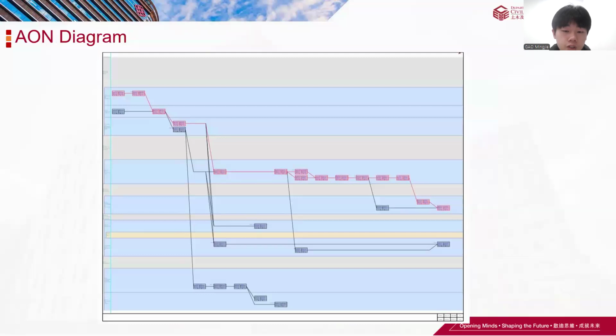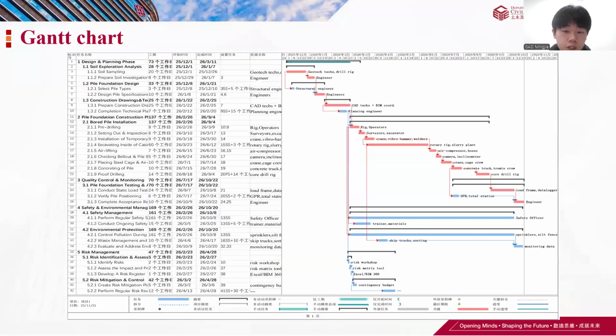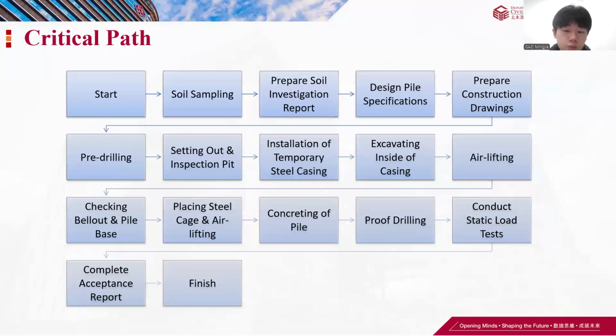This is the AON diagram, and this is the project's Gantt chart. We can quickly understand the project schedule by this chart. Now, the most important part, the critical path. The tasks on the critical path are the extended duration activities within the bored pile installation sequence. These tasks have zero float. Any delay in them will directly delay the final project completion.